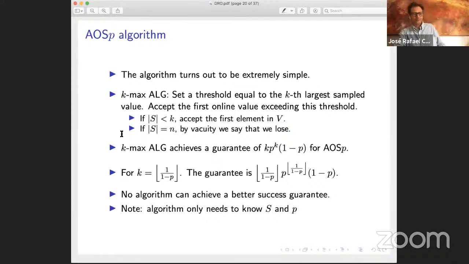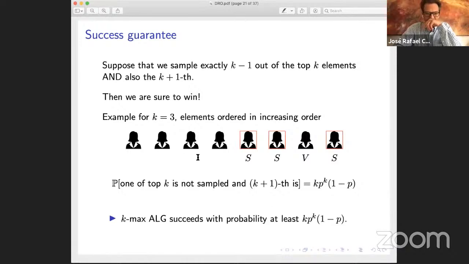Okay, so the optimal guarantee, you get it for this specific value of K. So think of P equals 1/2. Then K is actually 2, and the guarantee is 1/4 in that case. Okay, so in the limit, when P goes to 1, this guarantee is 1/e. So how is this done?